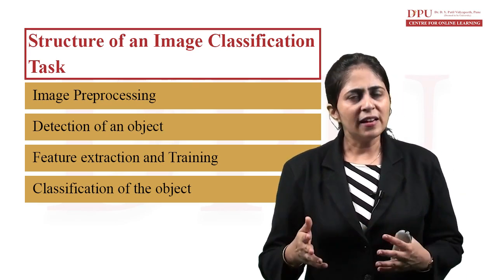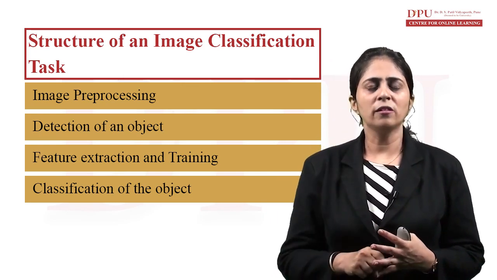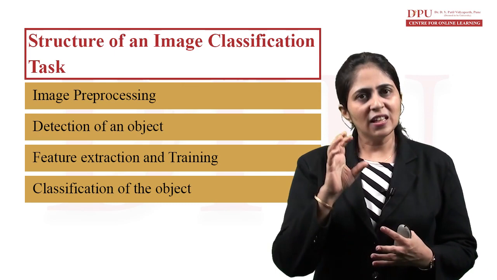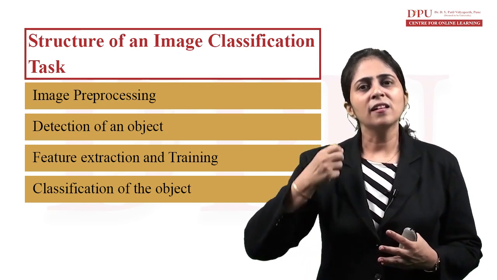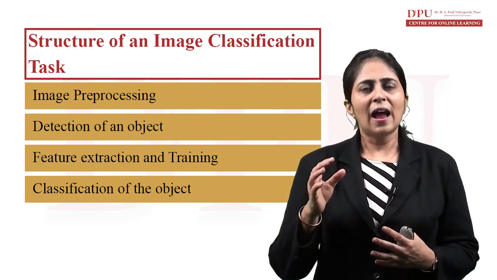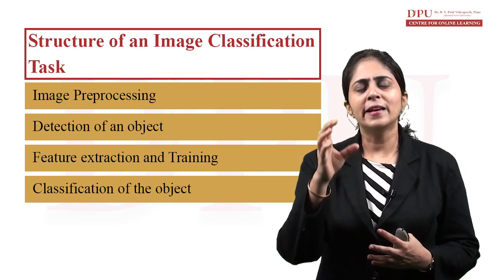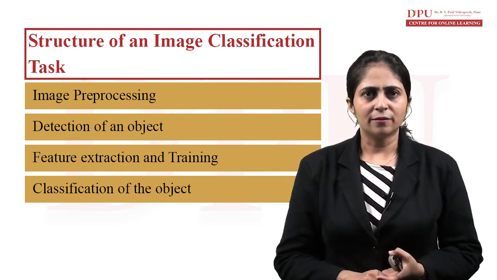Third is the feature extraction and the training. So this is important. Why is this important? Because in this step, we are extracting some of the features of the images which are very important. And these features will help to categorize that image into a particular class.